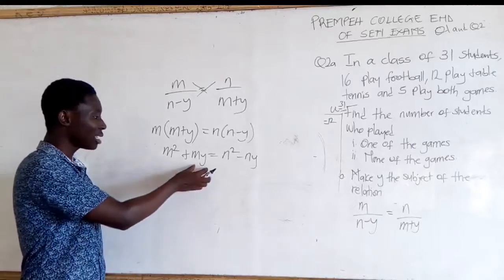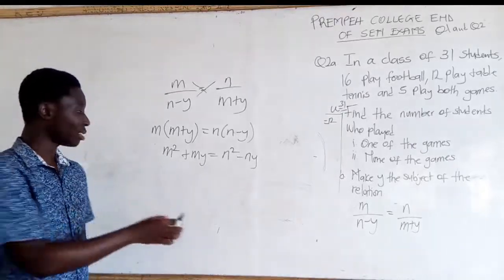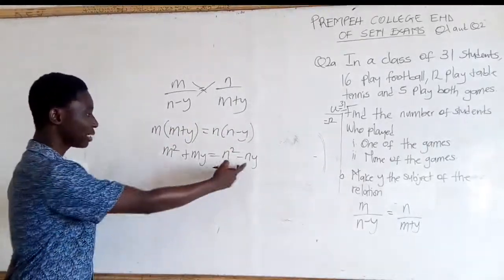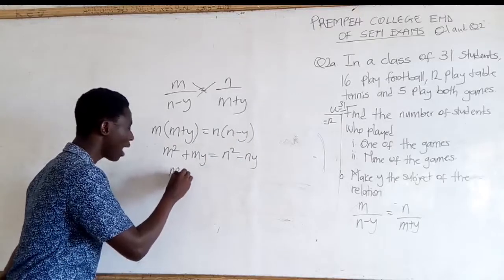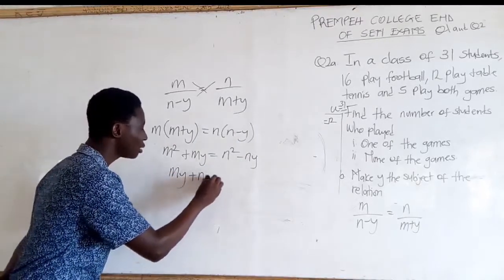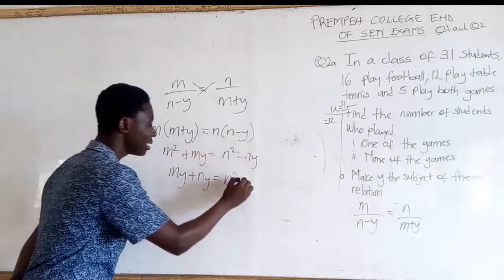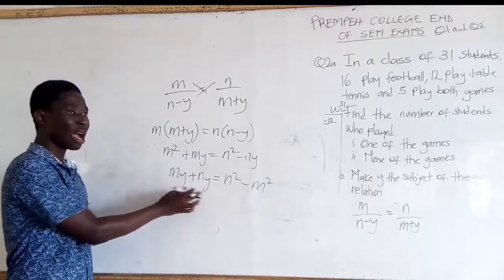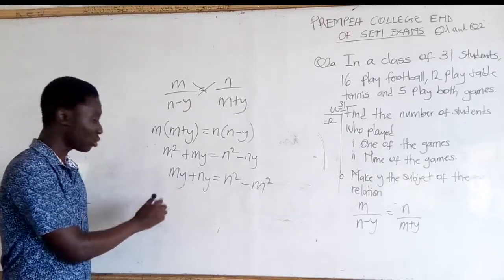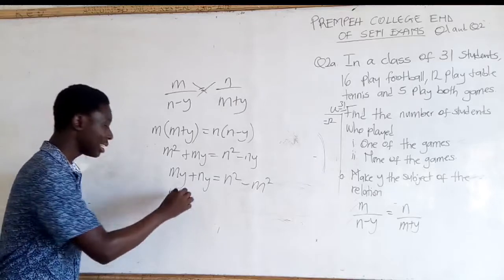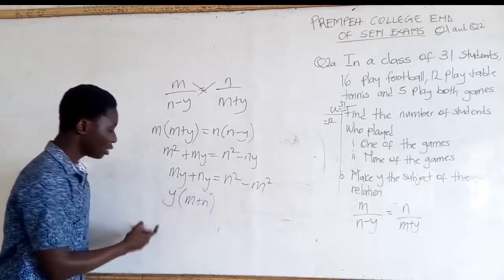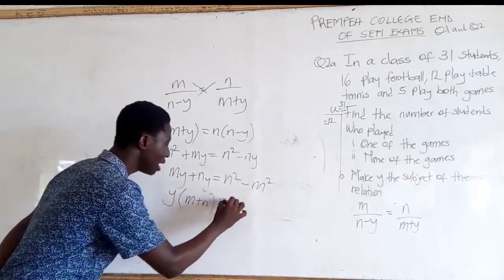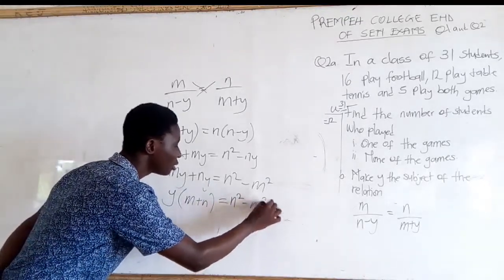Now we want y, so let's group like terms. The terms involving y should be at one side, and those without y on the other side. So let's bring this one to this side. I'm going to get my plus ny is equal to n squared. This comes here: minus m squared. Now we have a y in common here, so we can factorize it out. So y comes out, and we get m plus n. When we multiply this back, we get what is over here. It's equal to n squared minus m squared.